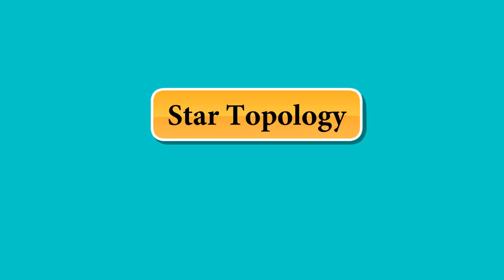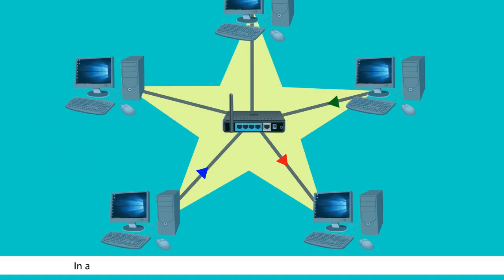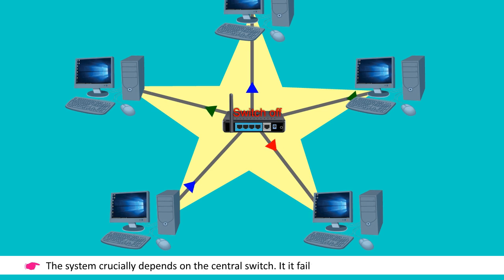Star topology. In a star topology, all the nodes are connected to a central system called switch, which forwards data towards its destination. Advantages of star topology. It's cost-effective. If any of the local computer fails, the network is unaffected. Disadvantage of star topology. The system crucially depends on the central switch. If it fails, the entire network goes down.